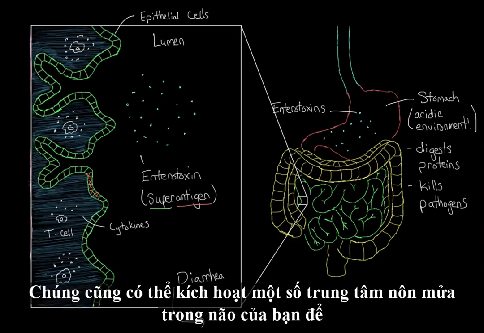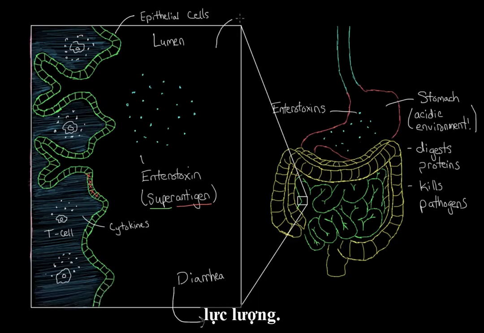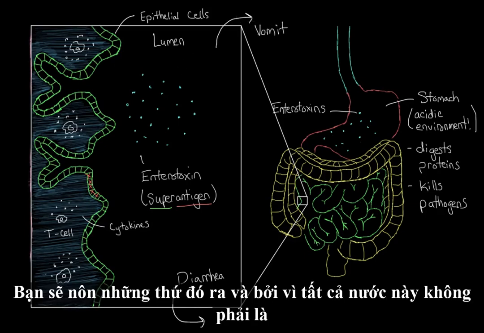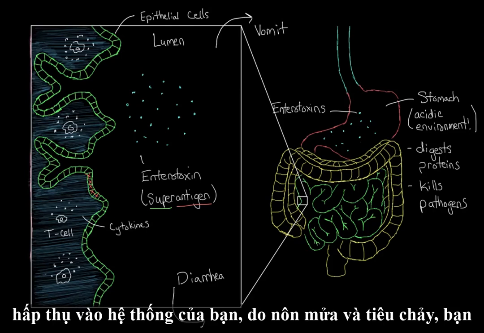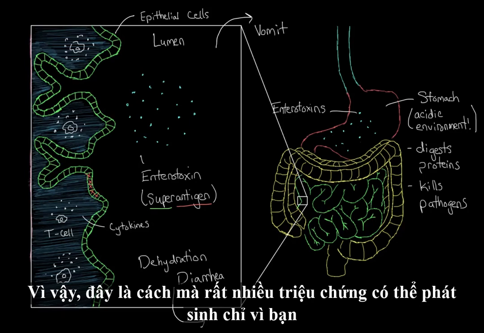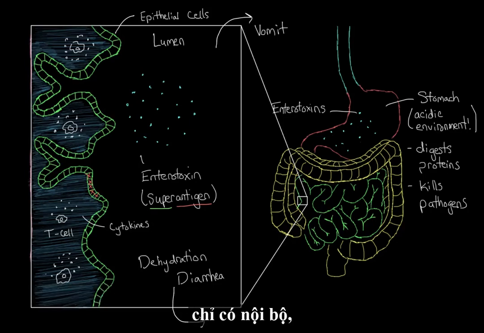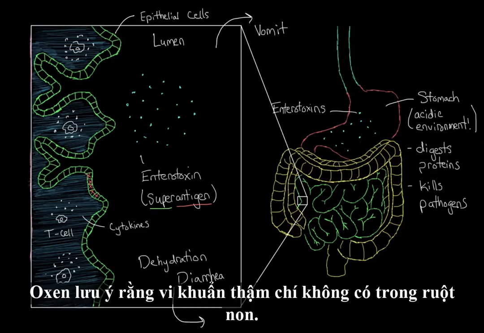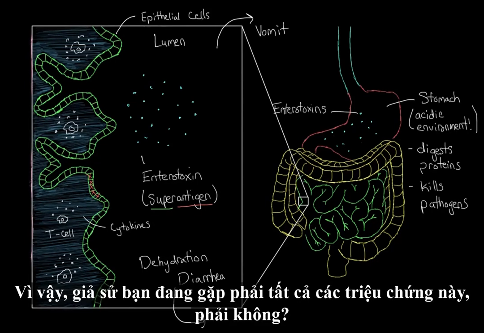They can also trigger some of the vomiting centers in your brain to force you to vomit that stuff out. And because all this water isn't being absorbed into your system due to the vomiting and diarrhea, you're going to experience some dehydration as well. So this is how a lot of those symptoms can arise just because you have only the enterotoxin. Note that the bacteria isn't even in the small intestine.